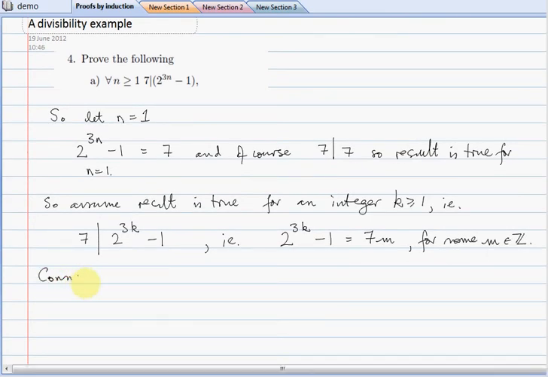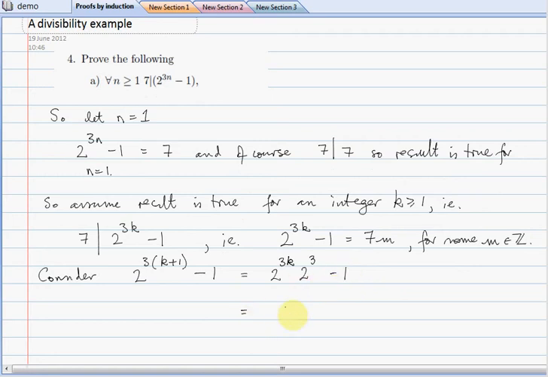And now what we want to do is consider the next relevant divisee, which will be 2 to the power of 3k plus 1, subtract 1. Okay, now we want its divisibility by 7. And we want to make use of the induction hypothesis that we've just made, which is this hypothesis here. So I'll expand out this exponent a bit. I'll write that as 2 to the power 3k times 2 to the power 3, which is of course 8. I've got my minus 1.